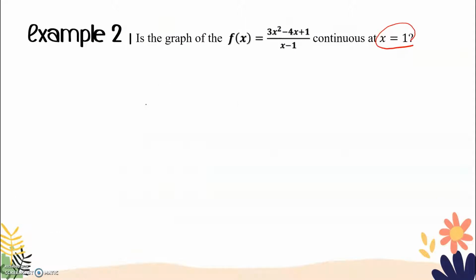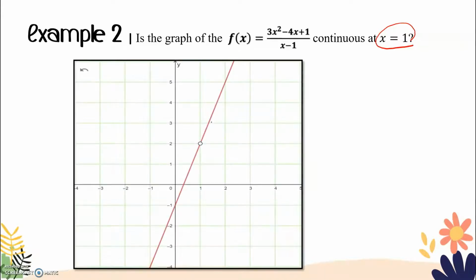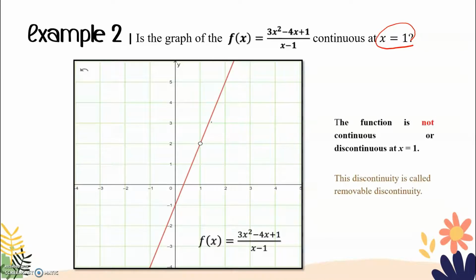Next, example 2. Is the graph of the rational function f of x equals 3x squared minus 4x plus 1 all over x minus 1 continuous at x equals 1? Again, we are given the graph of our function. That is the graph. The question is, is the graph continuous at x equals 1? Looking at the graph, at a glance, we can see that at x equals 1, there is a hole in the graph.